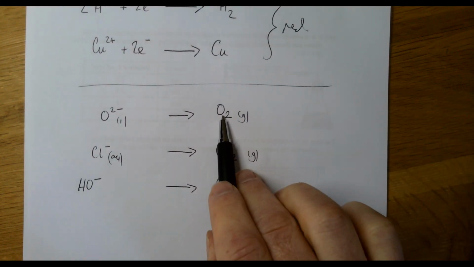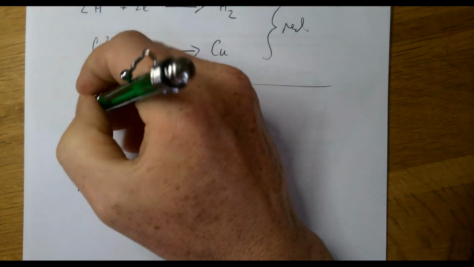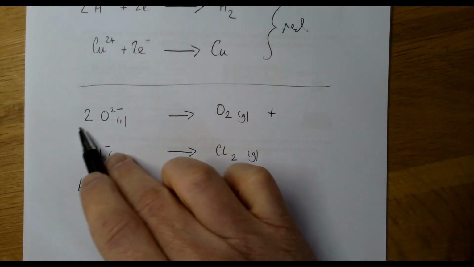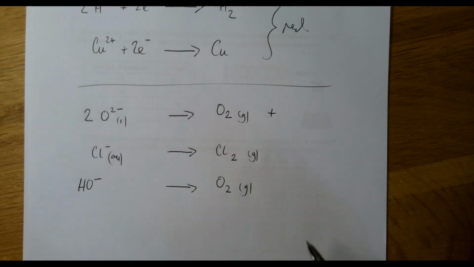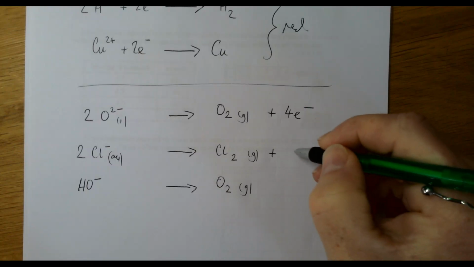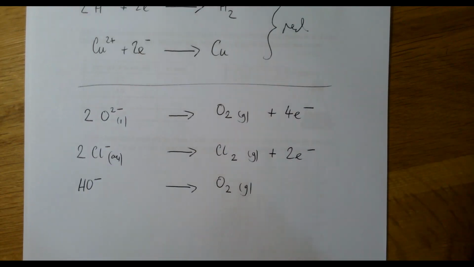We've got 2 oxygen atoms, so we must have 2 oxygen ions, and we stick the electrons on the more positive side. The left hand side is 2 times 2, 4 minus, so we need 4 electrons. Over here we need 2 chlorides, just the reverse of the equation we wrote on the previous page. 2 electrons over here, electrons on the more positive side. This one's quite a difficult one. I'd encourage you to either learn this or practice this.